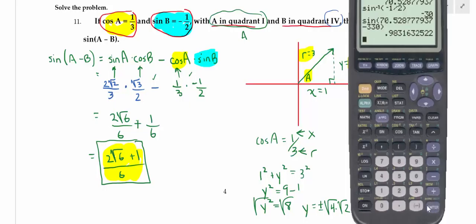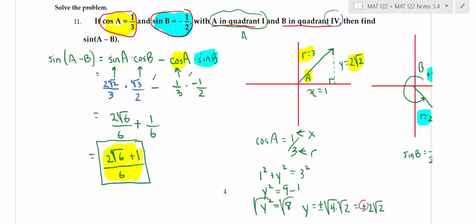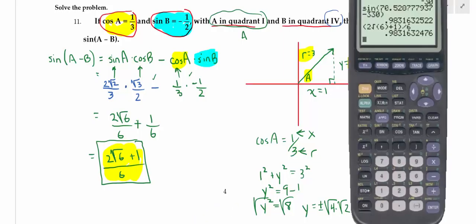Okay, now if I took my answer, I'd have to go parentheses, 2 times square root of 6, close parentheses, plus 1, close parentheses, divide by 6. I get the same answer. It's amazing. So again, you can use these calculators to check everything. Okay, so good problem to check on your calculator.